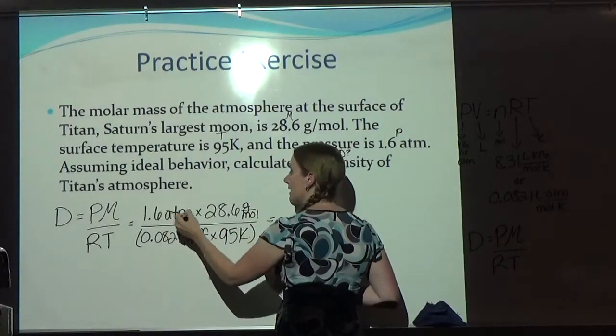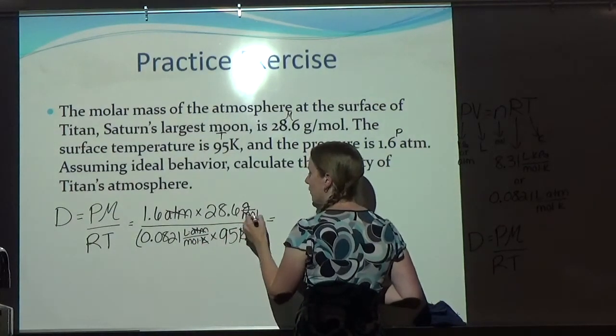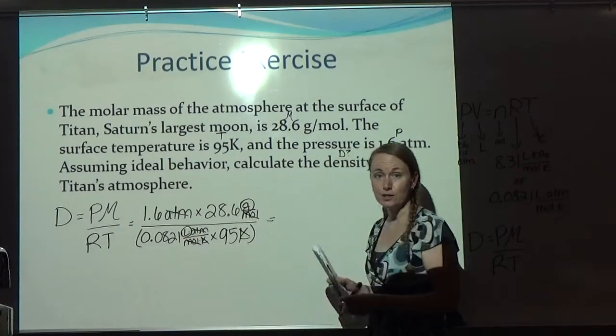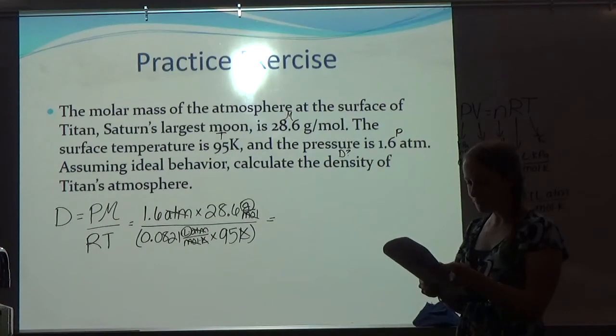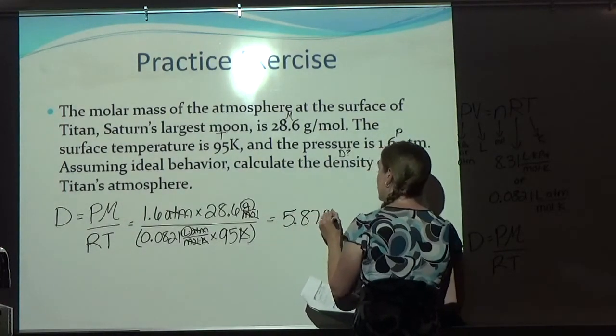So if you look, my atm cancel, my Kelvin cancels, my moles cancel, and so I'm left with grams over liters, which is perfect for density. So I multiply the top and divide the bottom, and so for that I ended up getting 5.87 grams per liter.